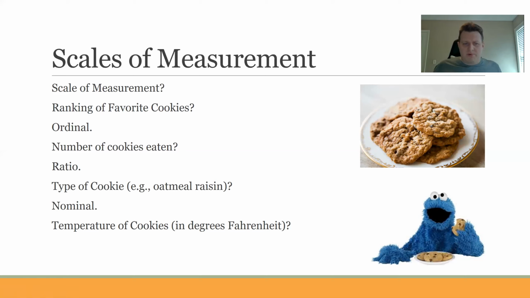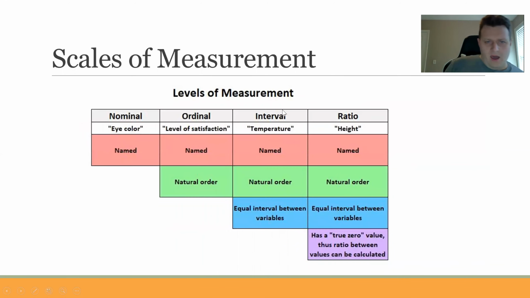How about temperature of cookies, again in degrees Fahrenheit? This would be an interval scale of measurement because 0 is not meaningful for Fahrenheit. One second. All right, I'm back. So this is an interval scale of measurement. Here is something that gives you examples of nominal, ordinal, interval, ratio. And also, when we get to each step, we gain some more information about the variable and about the numbers, the distinction. So this is just a little thing to help you study.